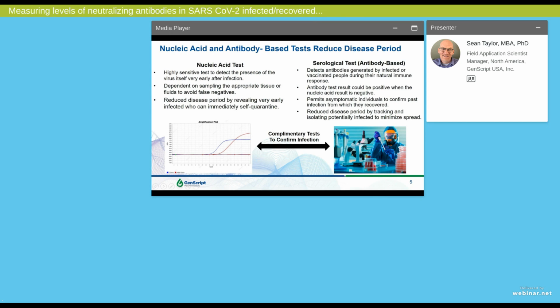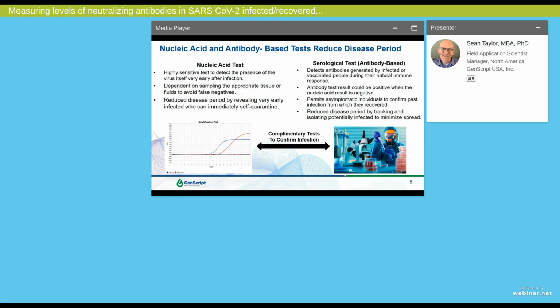So it's very important that sampling is done correctly and that the sample is stored in the correct buffer to assure that the RNA is preserved correctly. Now, of course, if this is done properly, this will dramatically reduce the disease period, which is the period over which an individual doesn't know that they're infected, right? Where they can go around and infect other individuals. So the sooner the individual knows that they're infected, the sooner they can quarantine and isolate themselves from other people to prevent further infection.